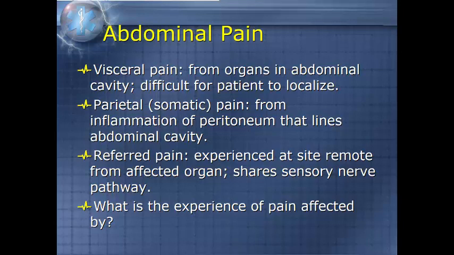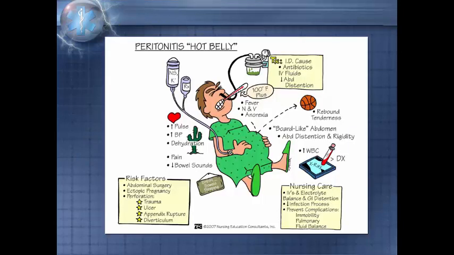Now your referred pain is where you have that shared sensory nerve pathway where your body can't tell, is it your elbow or your shoulder? Is it your shoulder or your spleen? It can't really tell where that pain is coming from, so it may interpret that pain from somewhere else rather than the actual problem itself.